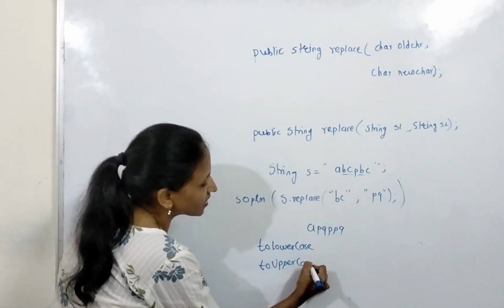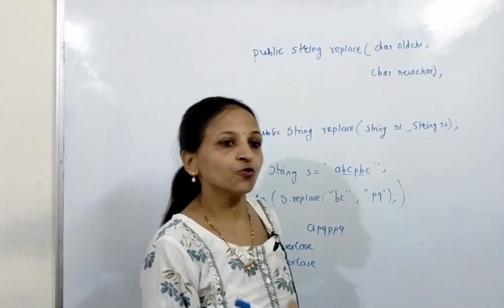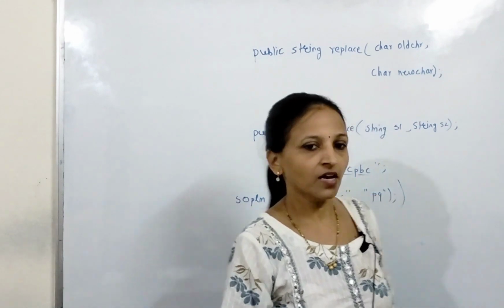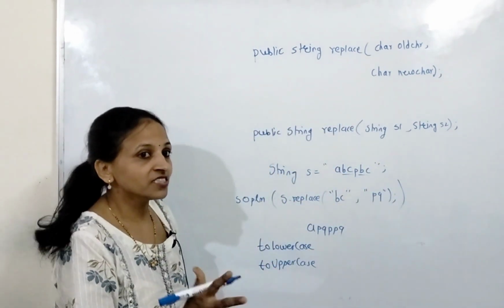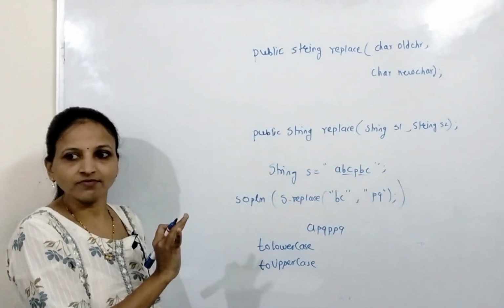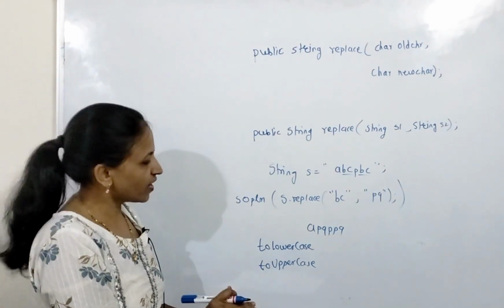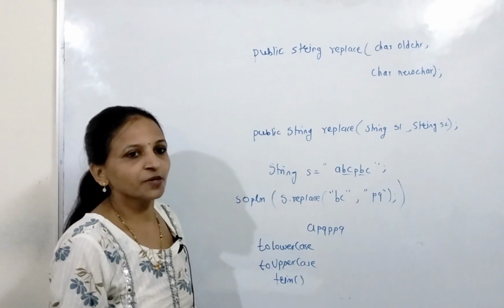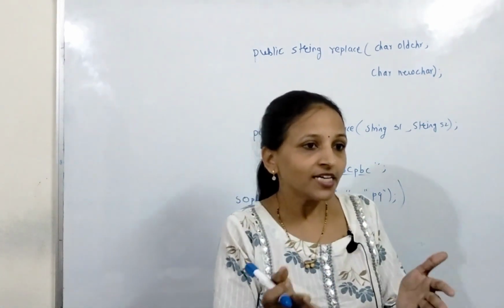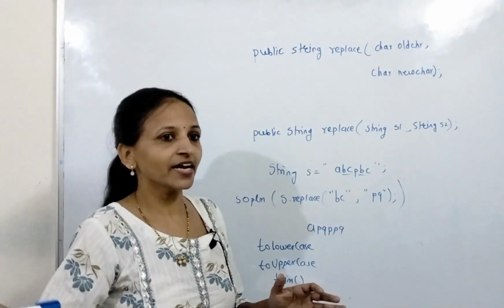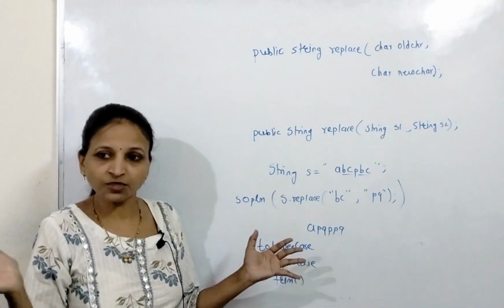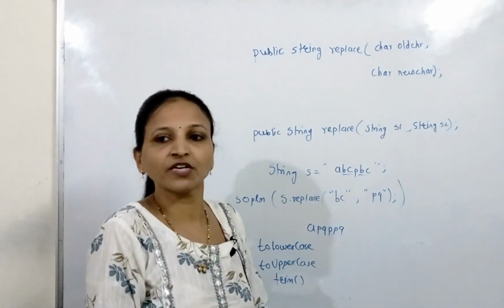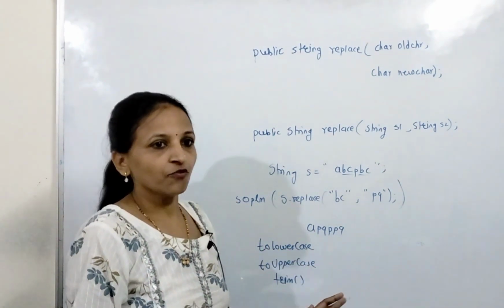Now the next ones are toLowerCase and toUpperCase. All the characters from that string will be converted to lower or upper here, and the resultant string will be returned in this case. And one more is there, the trim function. See, trim function means it will just delete or cut, at the end or at the beginning, whatever spaces are there. All those will be deleted from that string.